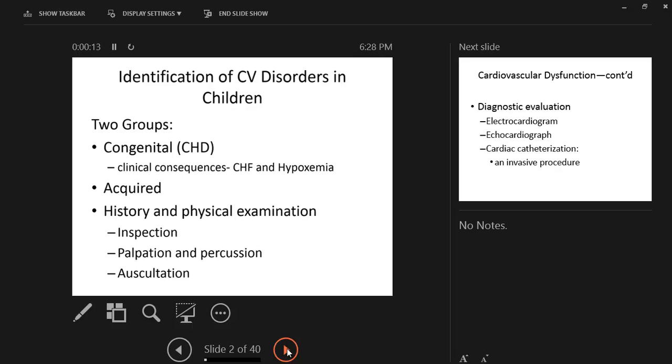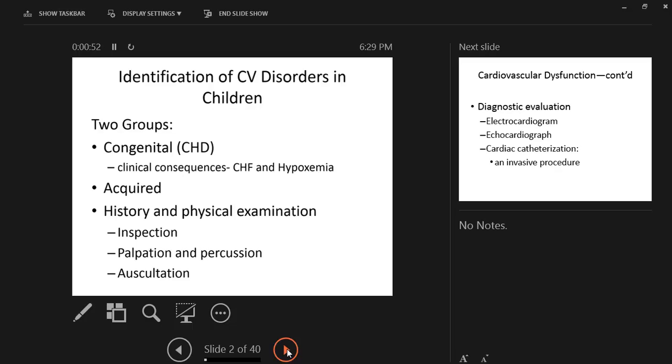To begin with, we need to look at an identification of cardiovascular disorders in children, and those come in two groups. The first is congenital heart dysfunction, and the clinical consequences of that will result in congestive heart failure or hypoxemia, low oxygen levels. And really any abnormality with a second heartbeat or sound is suspicious. And so if during an assessment you hear any additional sounds or prolonged sounds, then that certainly bears further investigation.